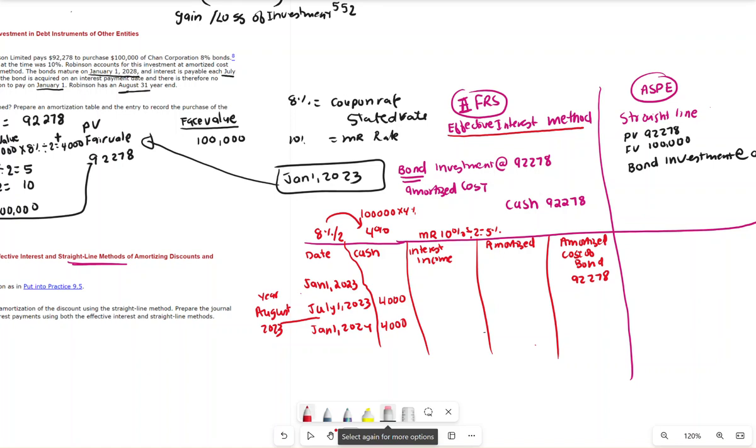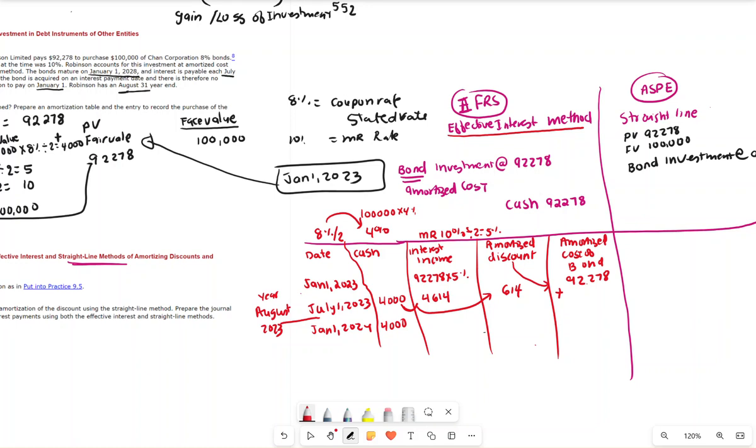Now when you're calculating the interest income, you calculate on the present value. So you're going to do 92278 multiply by the 5%, because it's my first semi-annual payment, will be 4614. Difference between those two is my amortization, which is 614. If it's a discounted investment, we are going to be adding it. If it was a premium, you will be subtracting it. So one you start with a bigger number, one you started with a lower number.